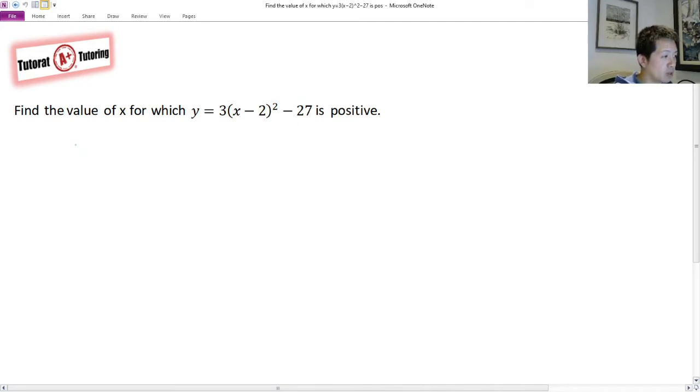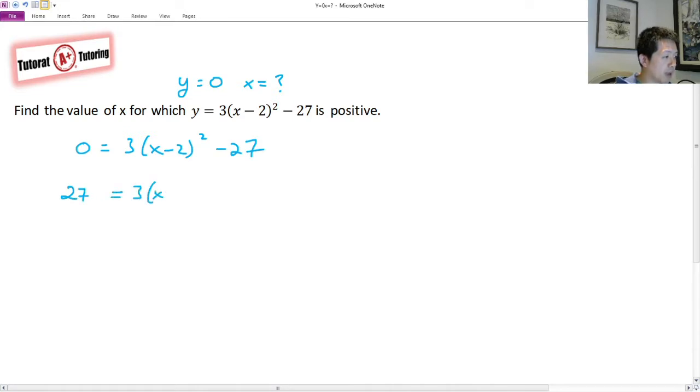for my x value. First of all I have to find the zeros, because this is basically to find y equal to 0, what is my value of x. So y is 0, so 3(x minus 2) squared minus 27. Move the 27 to the other side, and then I need to divide by 3. So 27 over 3 equals (x minus 2) squared. If I do that, it will be 9. 9 equals (x minus 2) squared. So I have to take the square root.